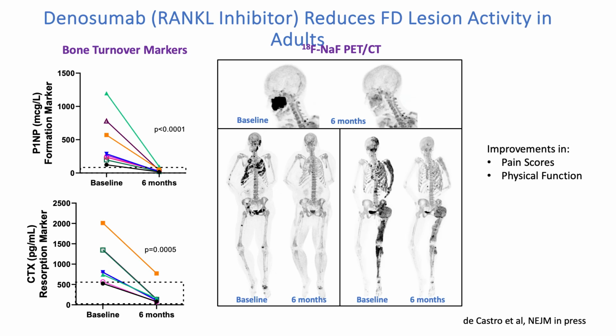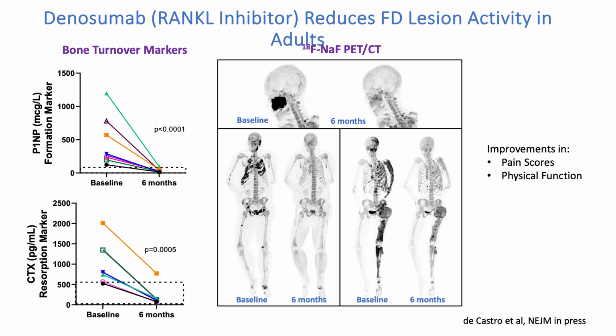So denosumab has been shown to be, unlike bisphosphonates, does seem to impact activity of the bone lesions. So when we give denosumab, we see a reduction in bone turnover markers. So those are products the body makes when the FD lesions are very active. We see they decline quite a bit. We see a reduction in FD lesion activity on bone scans.